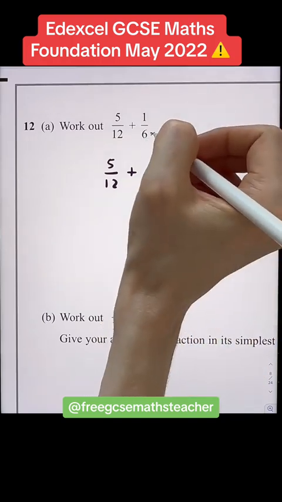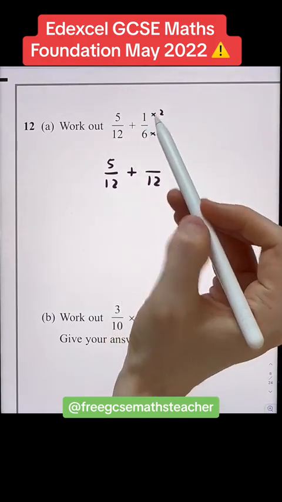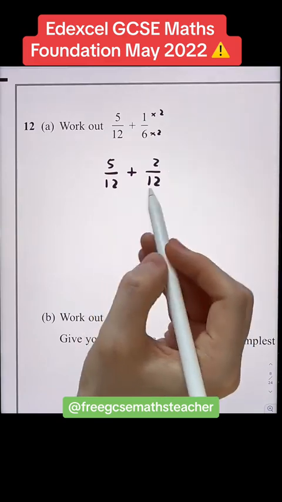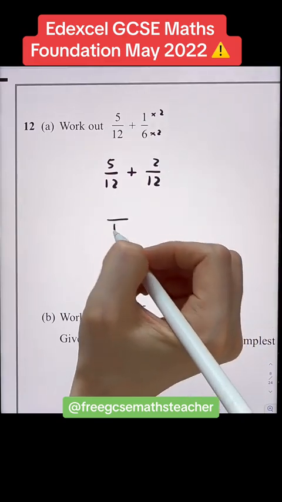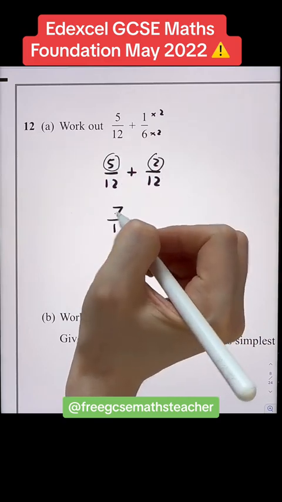What have I times 6 by to get to 12? Well, I've timesed it by 2. Hence, I must do the same to the top to keep it equivalent. Hence, 1 times 2 gives us 2. Now that I've got the same denominator of 12, I leave the 12 alone and just simply add the numerators. So 5 add 2 gives us 7.